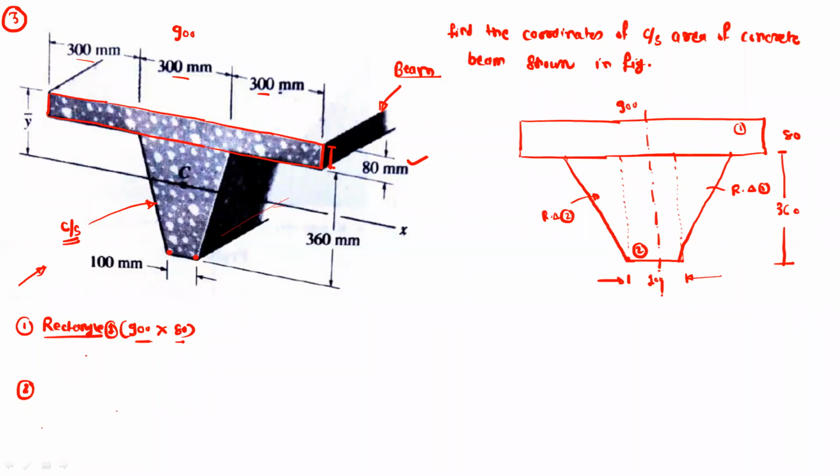Then we have to add the second geometry. So it is rectangle 2. Its dimension is 360 into 100. Then add the third geometry. So it is right angle triangle, and the area is 1 by 2. So basically I am writing the area. So 1 by 2, its height is 360 into base.